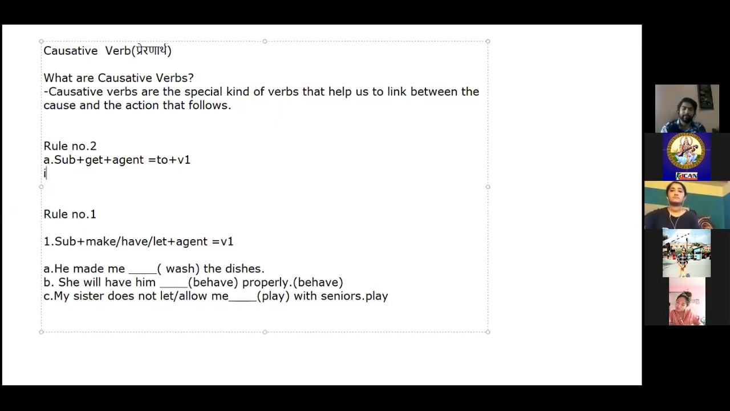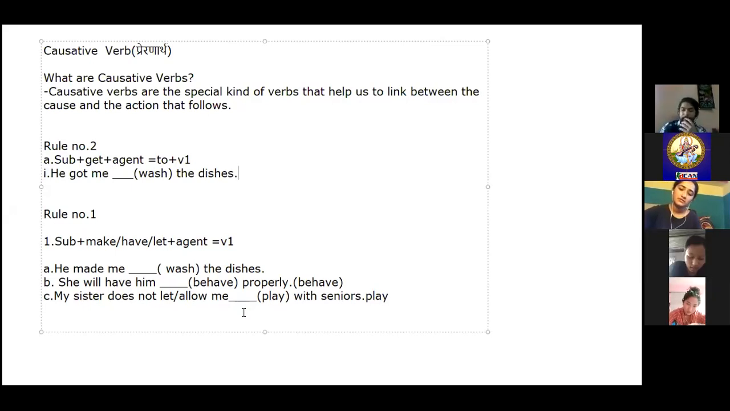So, an example, you know. He got me to wash the dishes. She got me to wash the dishes. To wash the dishes. He got me to wash the dishes. Very good.